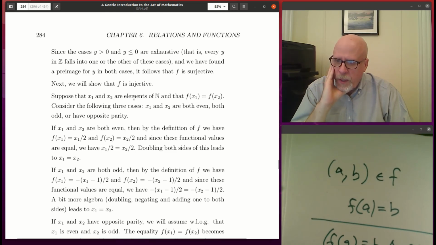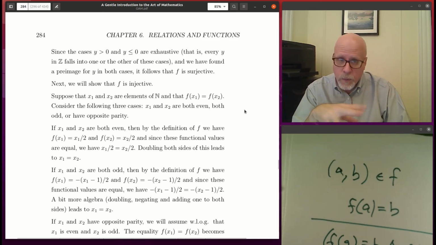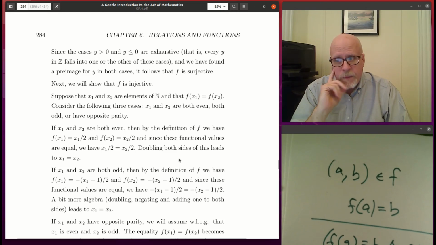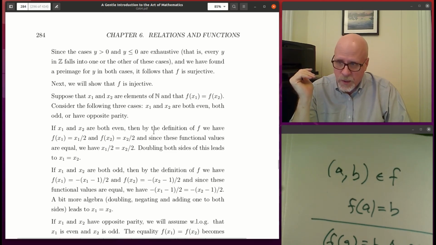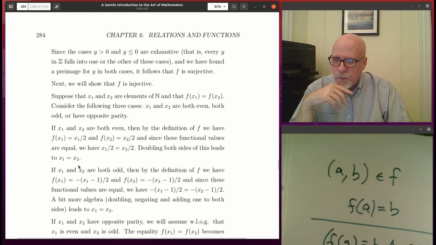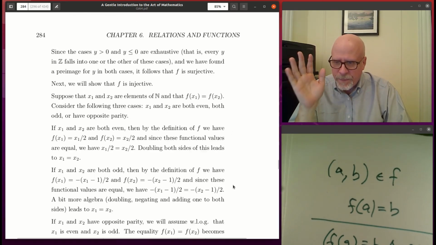Suppose that x1 and x2 are elements of the naturals, and that f of x1 is equal to f of x2. There's actually three cases to deal with. If x1 and x2 are both even, that's one case. If they're both odd, that's another. Or possibly they have opposite parity. Well, if they're both even, then you're going to be using the x over 2 formula, right? So the two formulas give you x1 over 2 and x2 over 2, and those things are going to reduce to saying that x1 is equal to x2. Similarly, when they're both odd, you get the same result. Now, if they have opposite parity, I'm going to skip that for a sec.